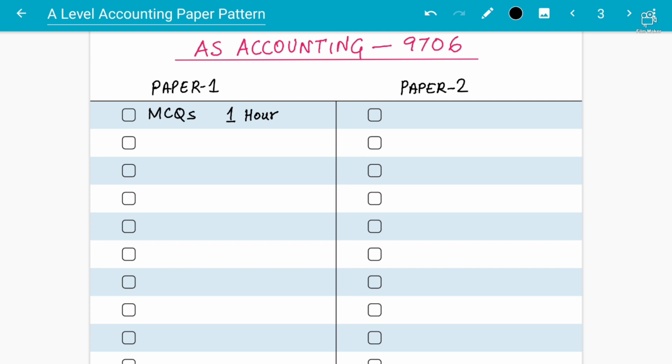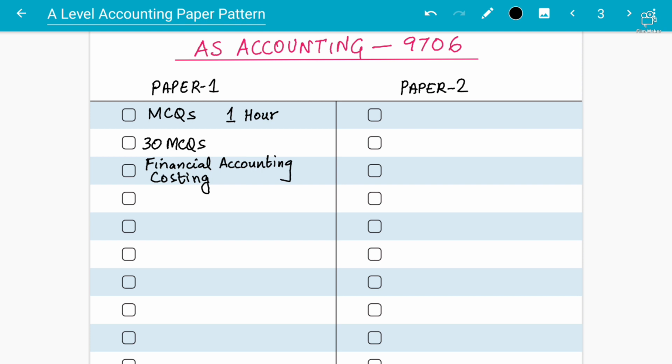So paper 1 is MCQs of 1 hour. You will be tested on 30 MCQs, and it will be from both the financial accounting that you will study and the costing part as well. So it is a mixture of both, 20 basically from financial and 10 from costing. Not necessarily the same split, but definitely 30 MCQs and you are given 1 hour.